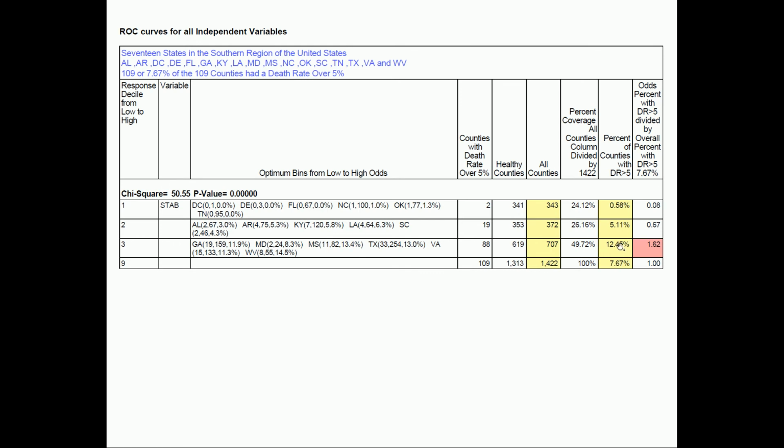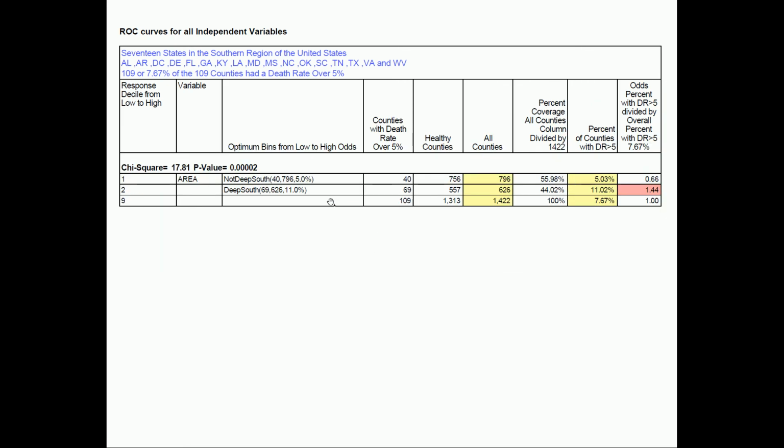The average percent of the counties with a death rate over 5% is 12.45%. We know the overall average is 7.67. So if we divide 12.45 by 7.67, we get the odds: 62% more likely that you're going to be in a county with a death rate over 5% if you're in this group of states.